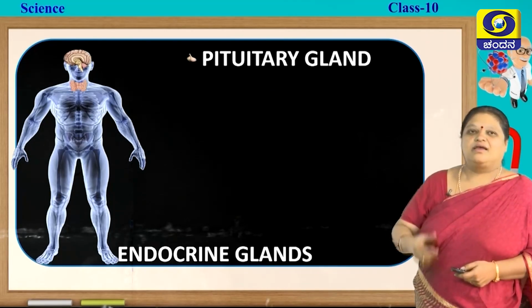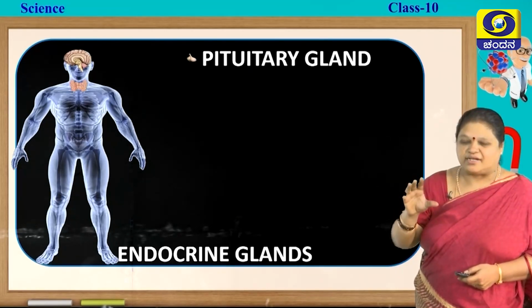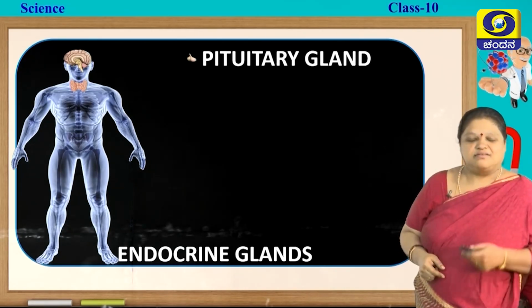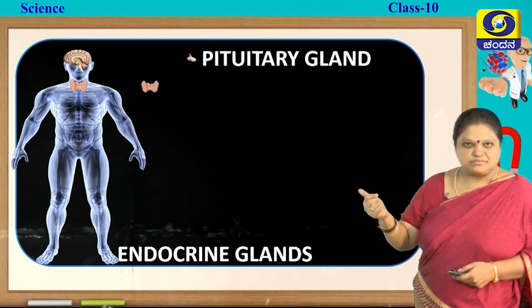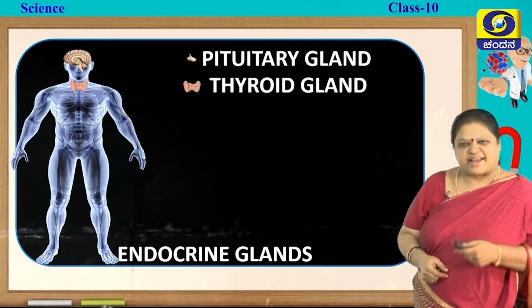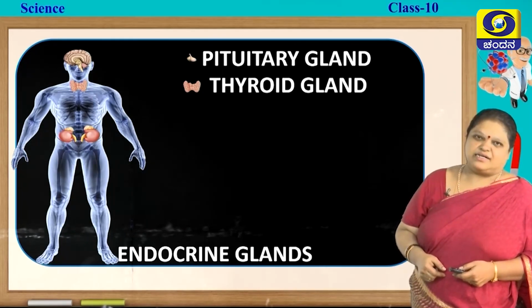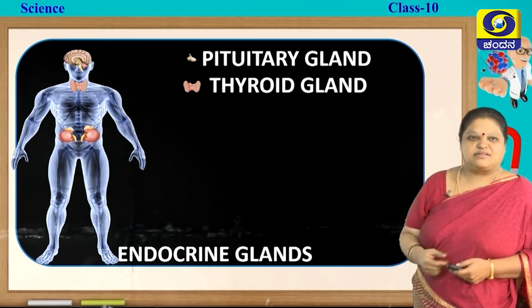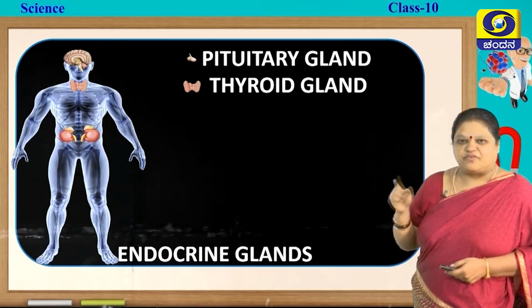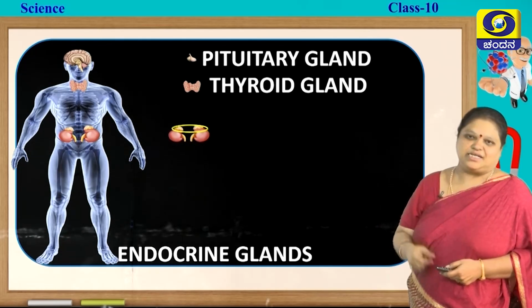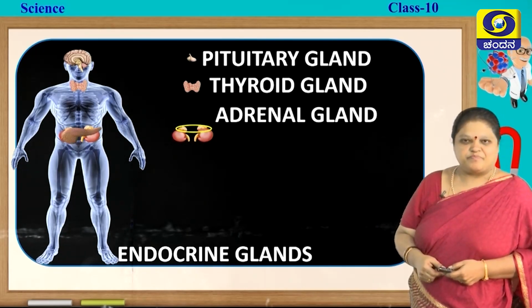Next, in the neck region, you find one gland surrounding the neck, called the thyroid gland. This is the second most important gland. Next, if you look at the kidneys, above the kidneys you find a few glands, called adrenal glands.